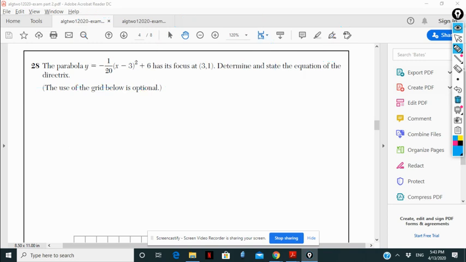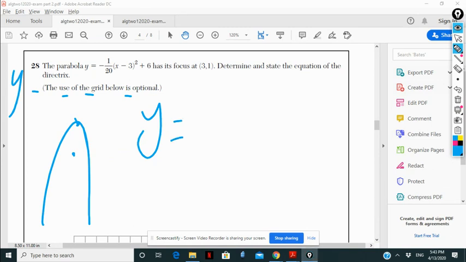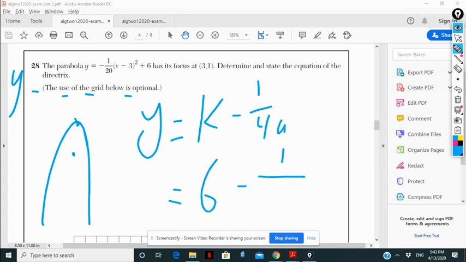The directrix is y equal to something because I have a straight line. So when I draw it, it's like that. Here is the vertex, and here is the focus. So the directrix here is a constant function y. So y equal to k minus 1 over 4a. The k value is 6 minus 1 over 4 times negative 1 over 20. Now I'm going to do keep change flip.